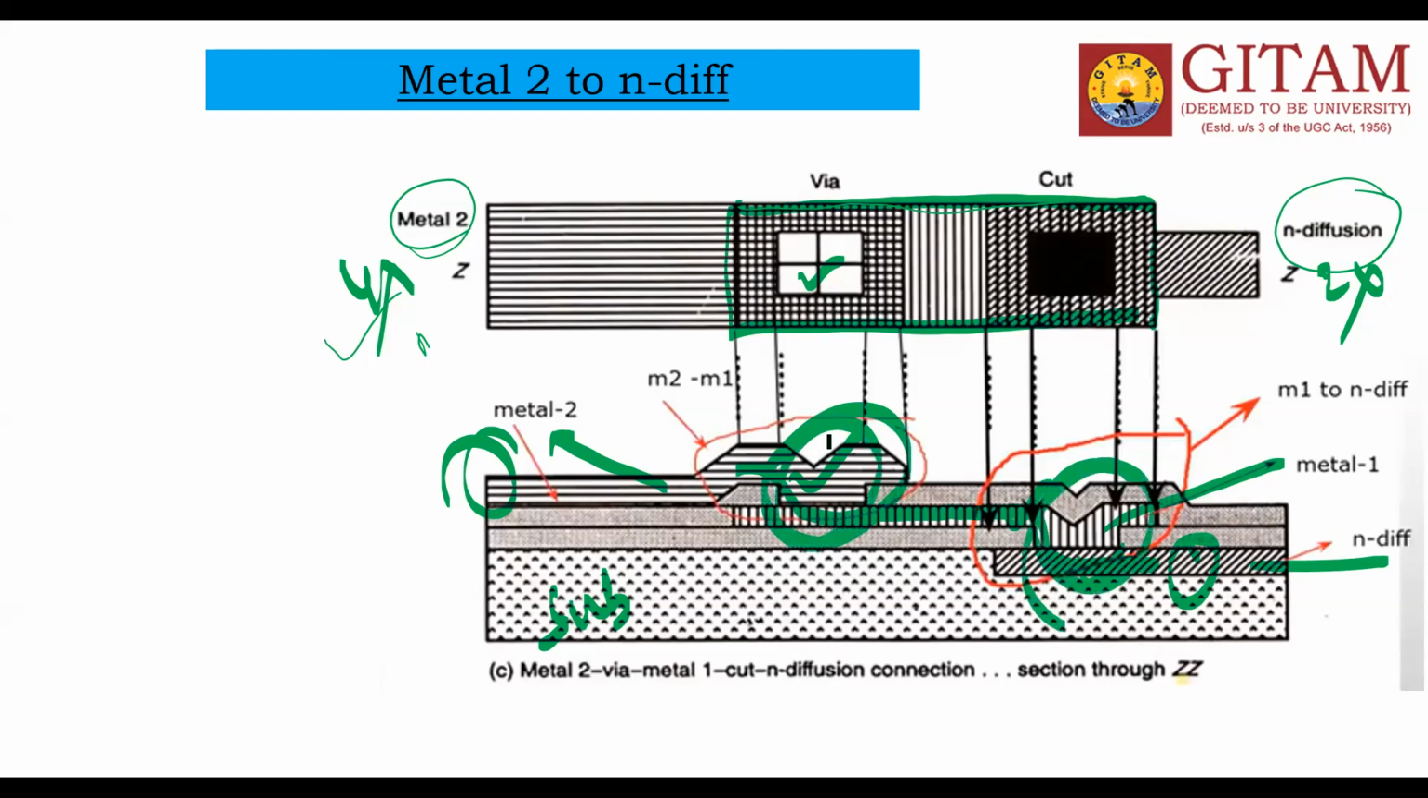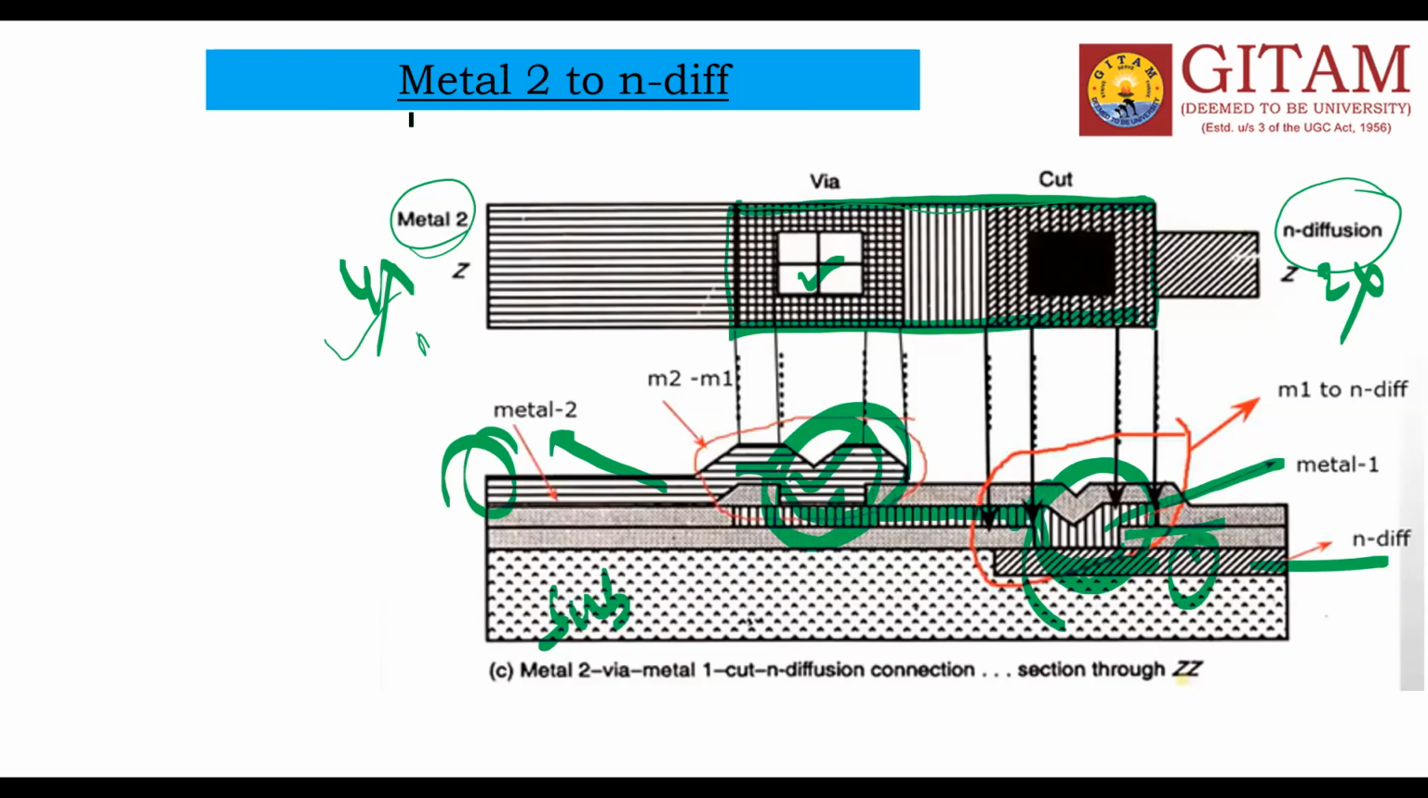Why it's called the via and why it's called the contact cut: here the oxide is there generally, so this oxide is removed and the connection is made between the metal 1 and the diffusion. And here metal 2 is already there, and below that there is metal 1. So with via you can join these two.